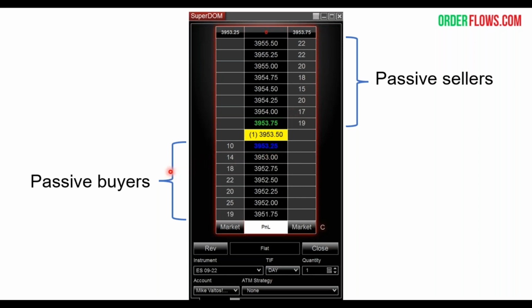So, you have different types of buyers and different types of sellers. You have passive buyers, you have aggressive buyers.